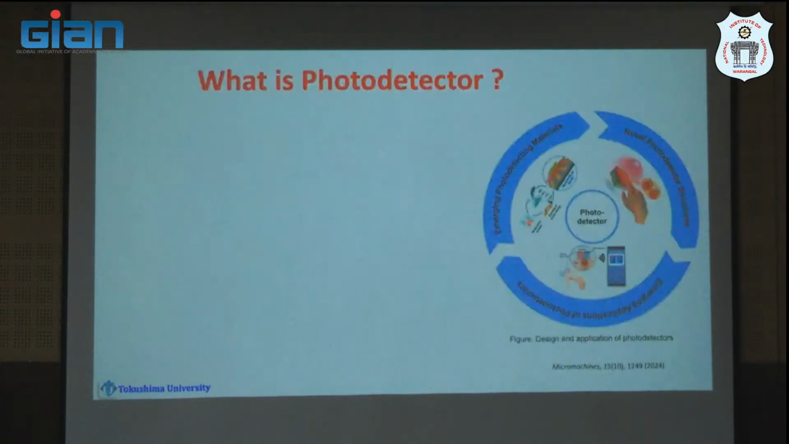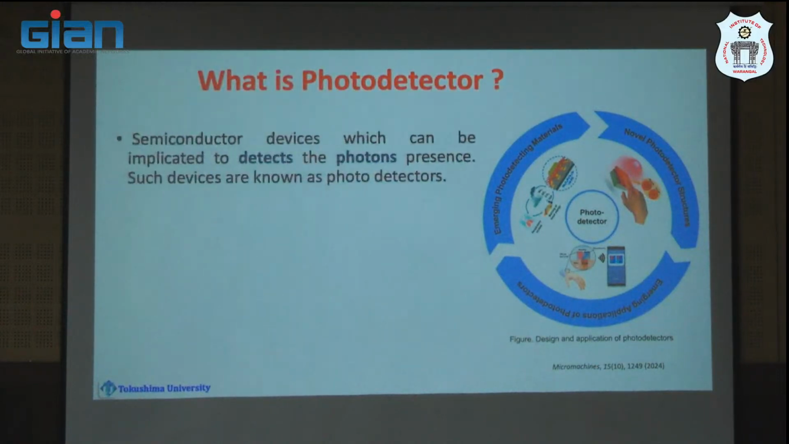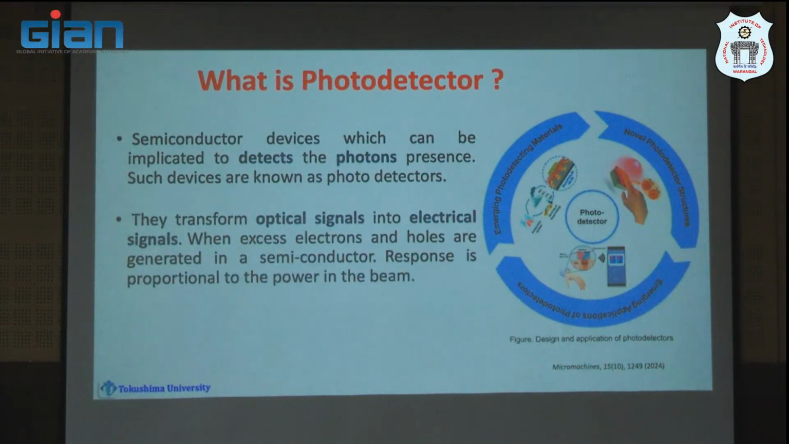The next is the photo detector. Photon, light. A semiconductor device which can be implemented to detect the presence of photons is known as a photo detector. So it can detect the light, it can detect the photons.